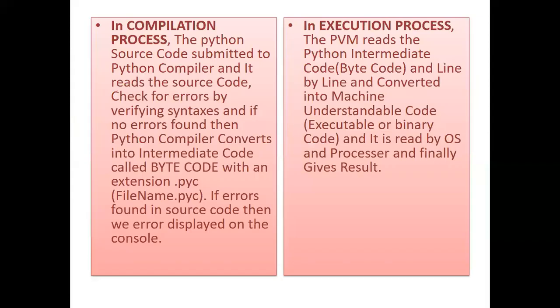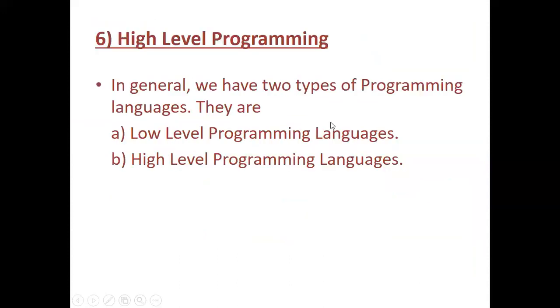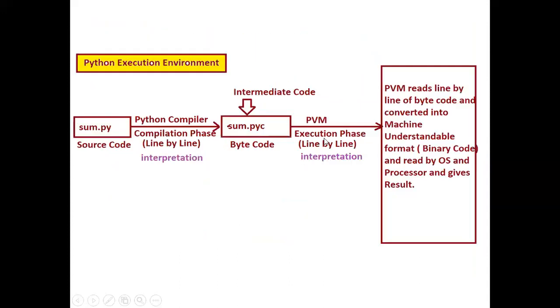Now, the execution process. The PVM reads the Python intermediate code, the bytecode, line by line, and converts it into machine understandable code, that is, binary code, which is executable and read by the OS, and gives the final results. After converting it into the bytecode, the PVM executes it line by line and gives the result.